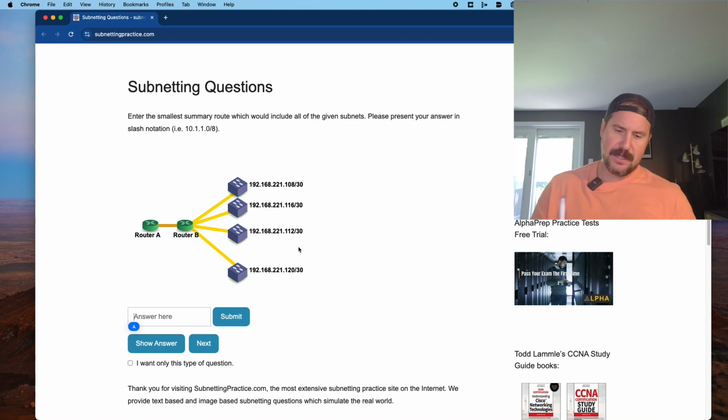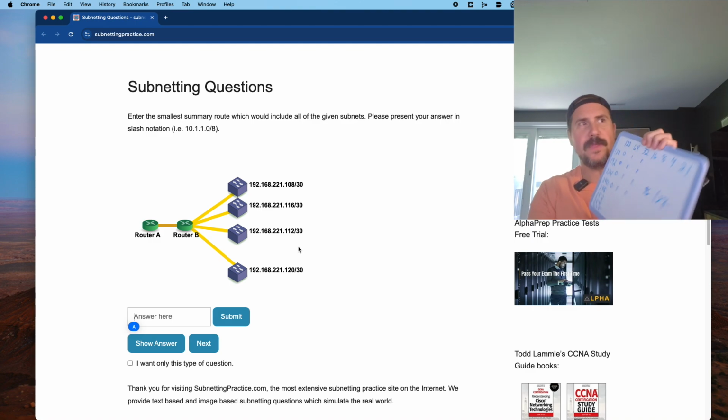All right, so now I think it's going to be tricky, but let me see if I can figure it out. 64 and 32, I'm coming up with a value for this octet. I think it's going to be 96. And then what's the slash notation? The slash notation, it's got 3 bits consumed, meaning that's 24, 25, 26, slash 27.